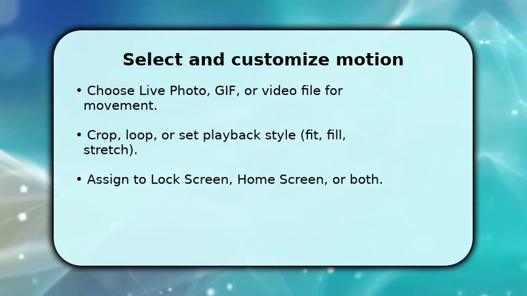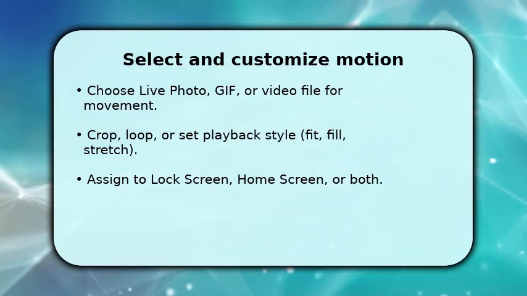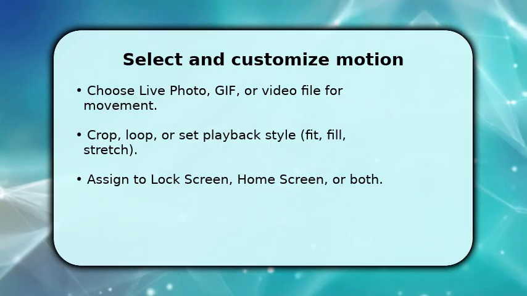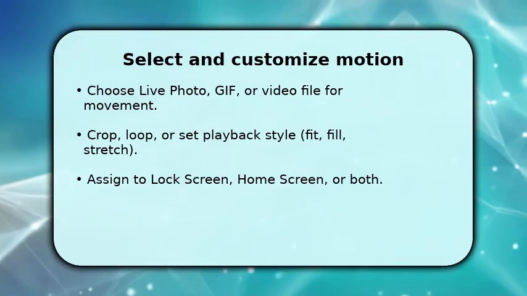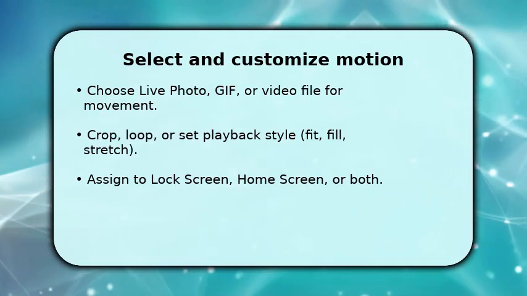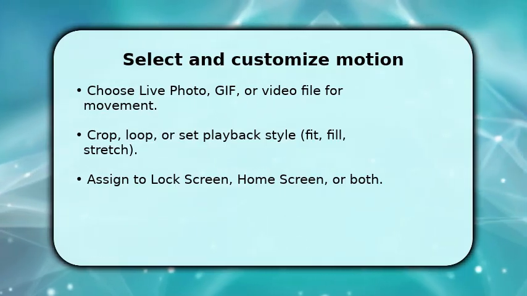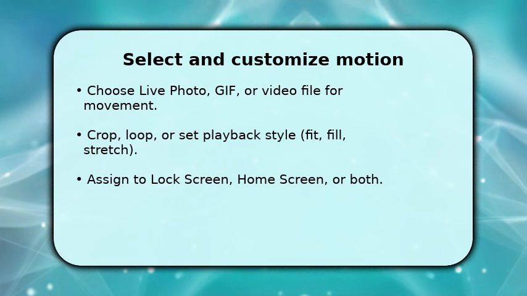Make sure to set playback options like loop or bounce if available, and choose fit versus fill so important content isn't clipped. Next, pick where it applies, lock screen, home screen, or both, and preview the motion. If it looks off, tweak crop and playback, because small framing changes can fix poor motion or awkward focal points.